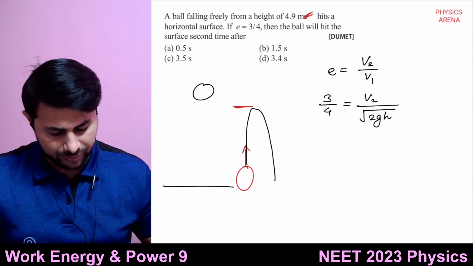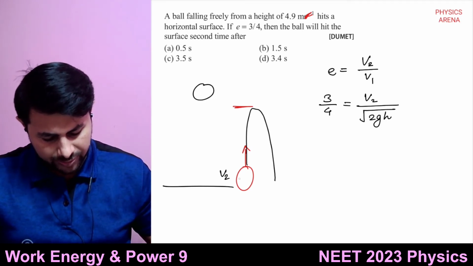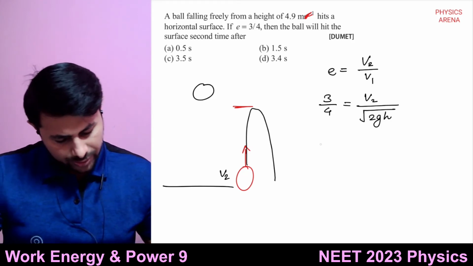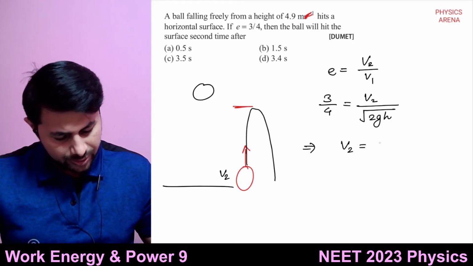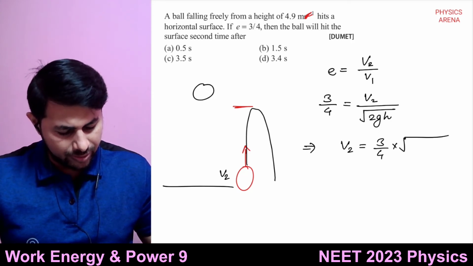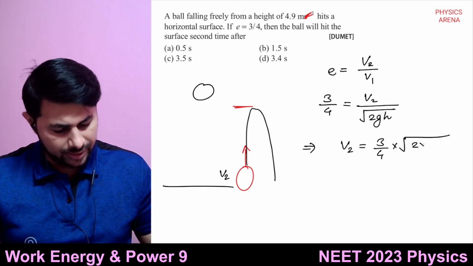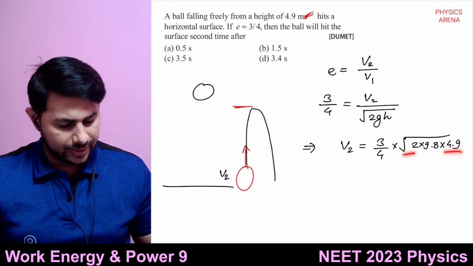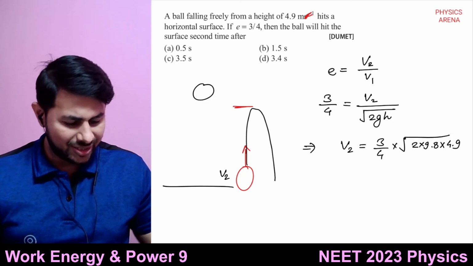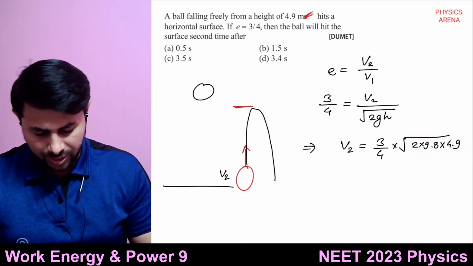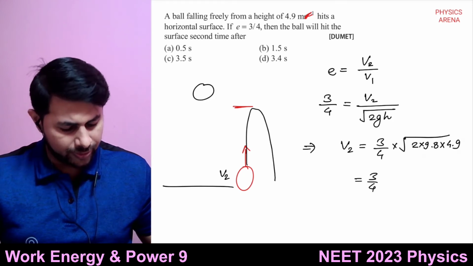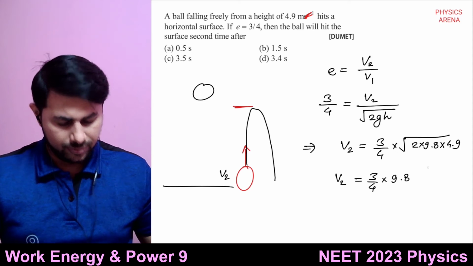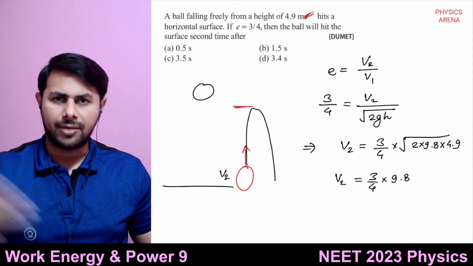Then v2, the velocity with which it bounces for the first time, is equal to 3 by 4 multiplied by square root of 2 times g, which is 9.8, multiplied by h, which is 4.9. So 4.9 times 2 is also 9.8. So it is 9.8 square. So 3 by 4 times 9.8. This is v2, the velocity with which it bounces back.